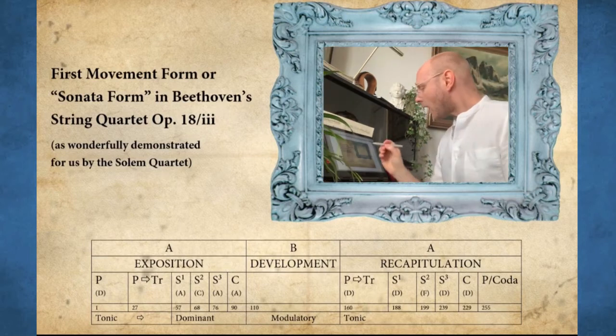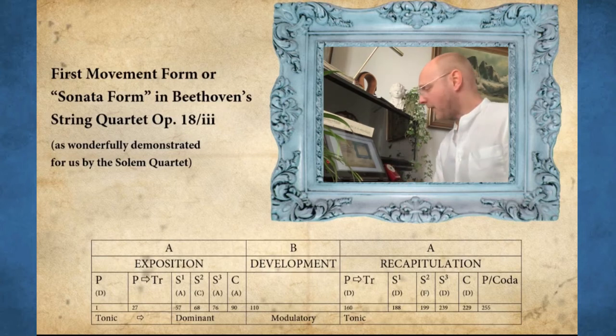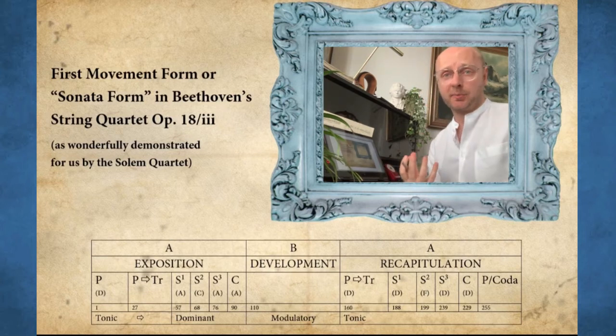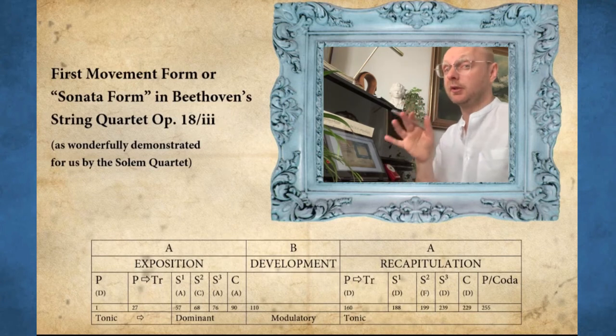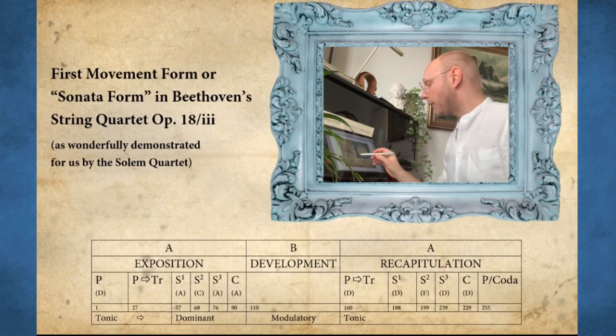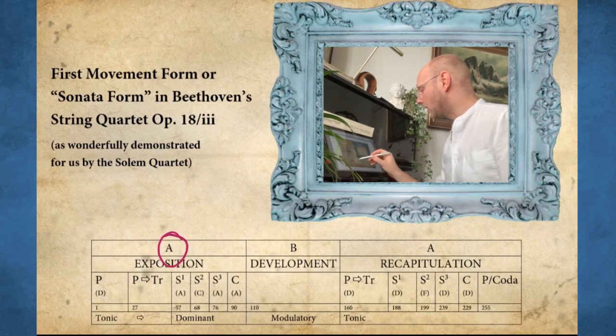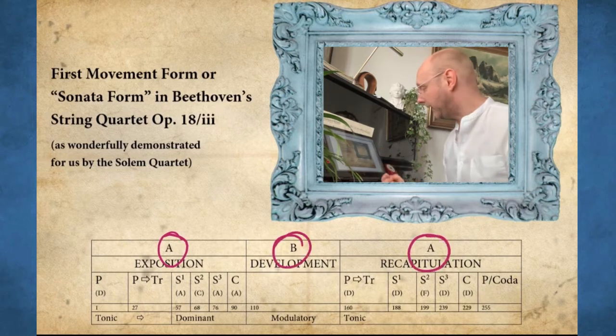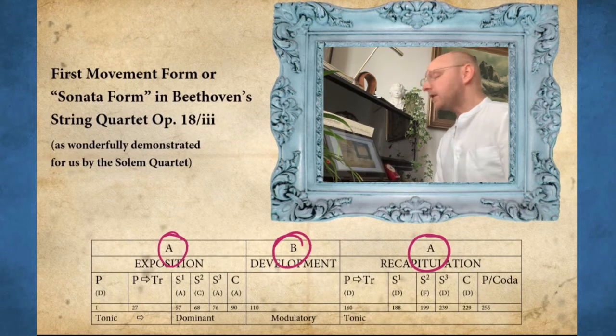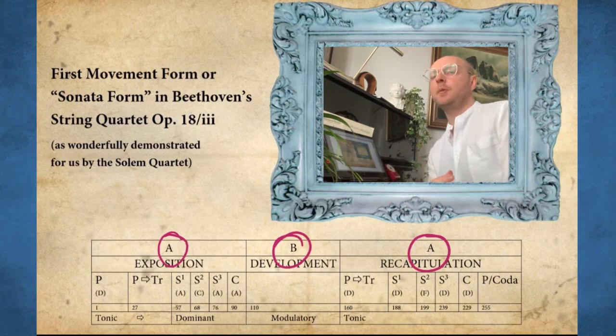So, first off, it's worth saying that the form has essentially three distinct parts, sometimes four, depending on how you look at it, but in a nutshell, three distinct parts, which I'm algebraically calling, in a very simplistic way, A-B-A here. That tends to be thought of as a kind of departure and return narrative.